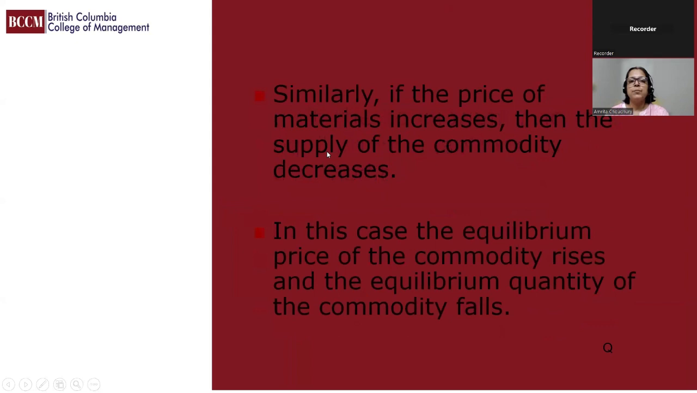Again, suppose the price of raw materials increases. Then what will happen? Now, if the price of raw materials increases, that means production becomes more costly. So the profit of the producer will come down. This will discourage the producers from producing more, so the producers will cut back production. So the supply of the commodities will decrease.